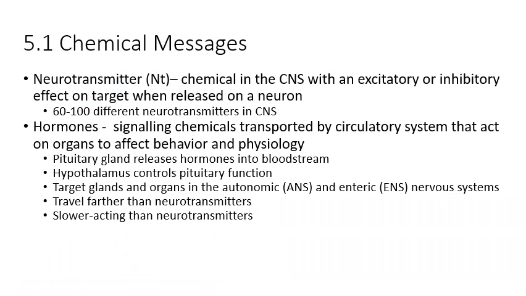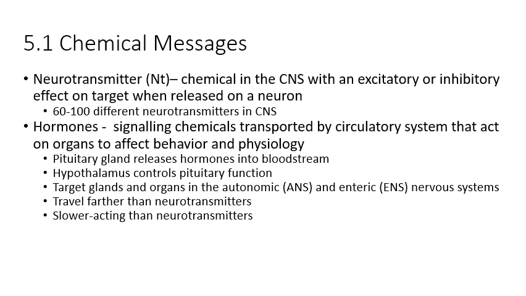Okay, getting into the course material, this corresponds to Chapter 5, Section 1, Chemical Messages. So we have two main types of chemical messengers that we're going to discuss, and those are neurotransmitters and hormones. Neurotransmitters are chemicals that signal in the central nervous system and have an excitatory or an inhibitory effect on the target when they're released on a neuron. There are maybe 60 to 100 different neurotransmitters in the central nervous system. It can be difficult to decide what's a neurotransmitter, so scientists are still trying to work out exactly what's a neurotransmitter and what isn't.